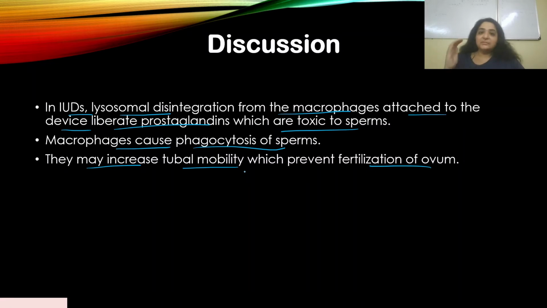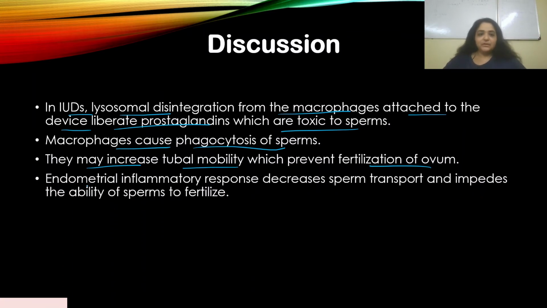So the movement of the fallopian tube is more, so the oocyte moves faster. Obviously, it's not an ovum yet. So there's no time for fertilization to take place. The endometrial inflammatory response also decreases sperm transport and impedes the ability of sperms to fertilize. So they decrease the sperm transport, and they also don't allow the sperms to fertilize.